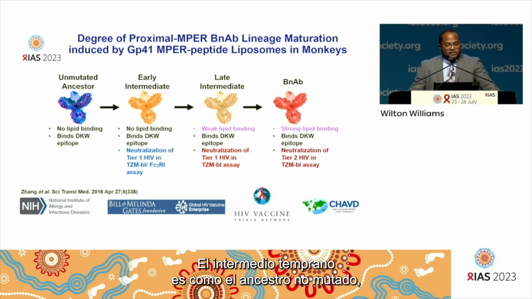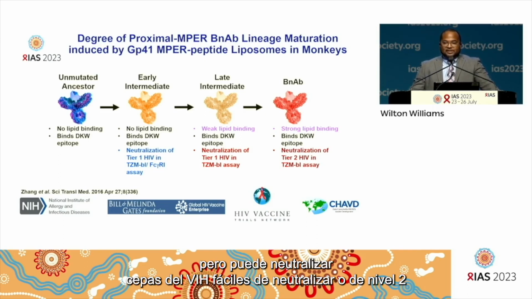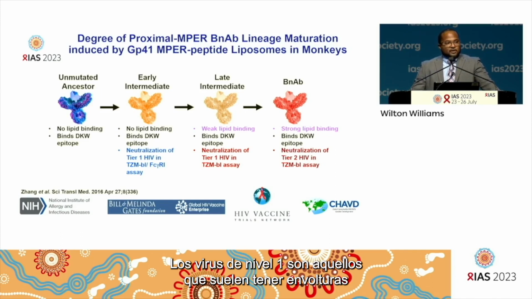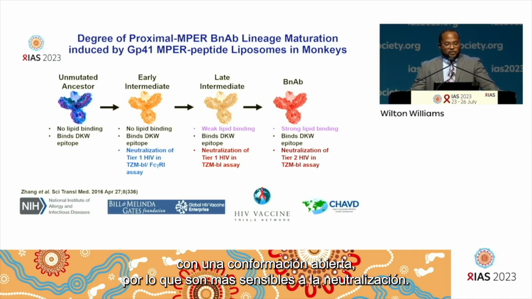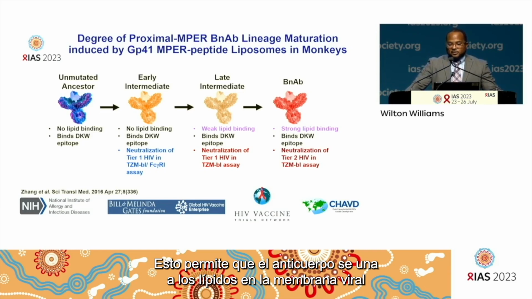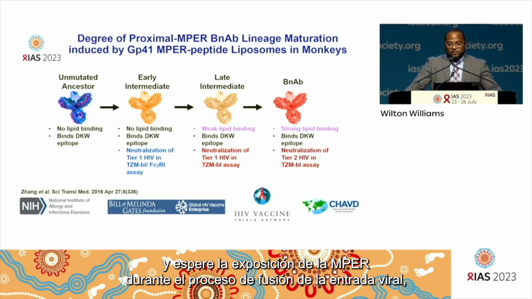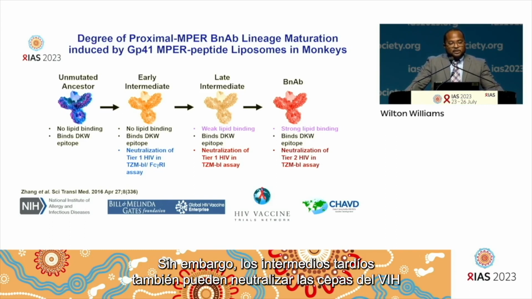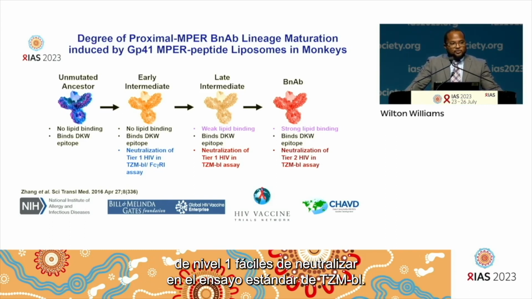The early intermediate is like the unmutated ancestor, but it can neutralize easy-to-neutralize, or tier 1, HIV strains in the TZM-bl Fc gamma R1 assay that I described in the previous slide. And the tier 1 viruses are those that often have envelopes with an open conformation, so they're more neutralization sensitive. The late intermediate has weak lipid binding. This allows the antibody to bind to lipids in the viral membrane and await MPER exposure during the fusion process of viral entry. But this weak lipid binding is not as efficient as that of bNAbs. However, the late intermediates can also neutralize the easy-to-neutralize tier 1 HIV strains in the standard TZM-bl assay.